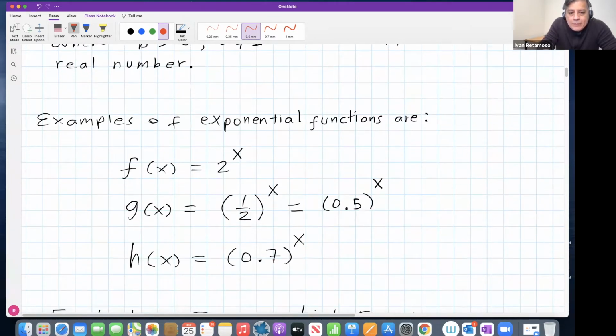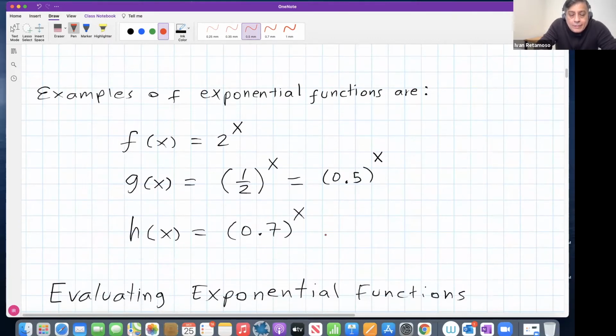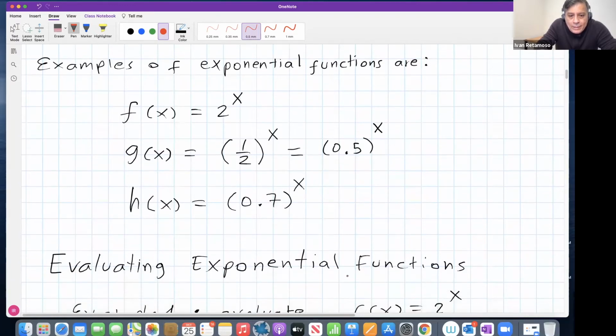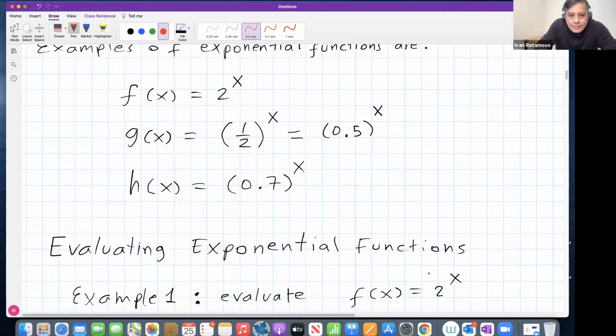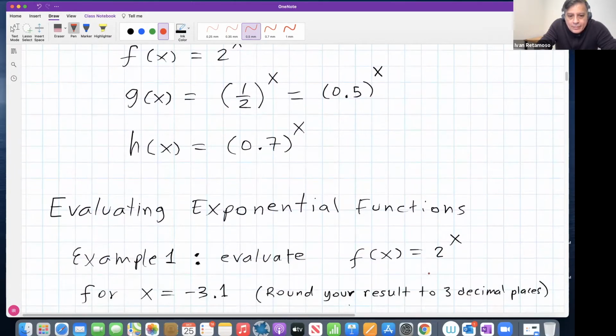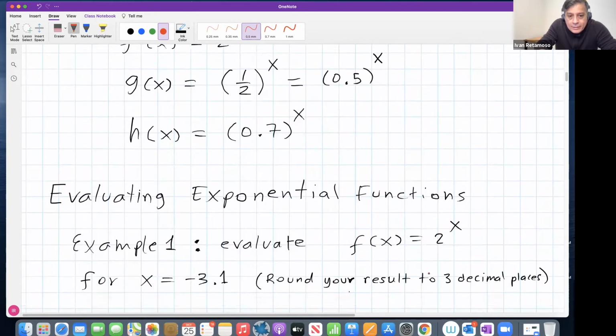H of x equals 0.7 raised to x is another example of an exponential function, right? As long as this base is positive, not 0, not 1, then you got yourself an exponential function. Now, the first thing I want you to learn very well is evaluating exponential functions. We're going to do some computations that in most cases can only be done with a calculator.